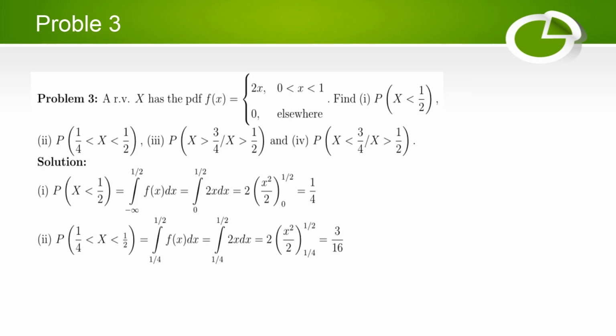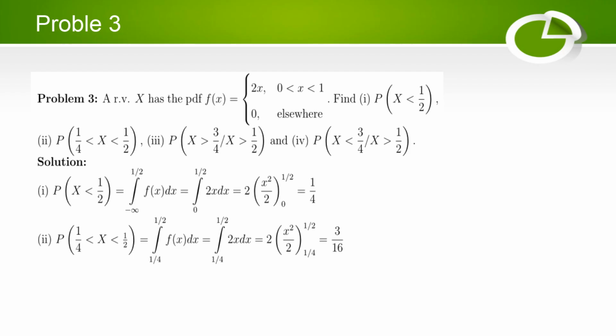Problem 3. A random variable x has the PDF f(x) equals 2x, 0 less than x less than 1, and 0 elsewhere. Find P of x less than 1 by 2, P of 1 by 4 less than x less than 1 by 2, and P of x greater than 3 by 4 given that x greater than 1 by 2, and P of x less than 3 by 4 given that x greater than 1 by 2.